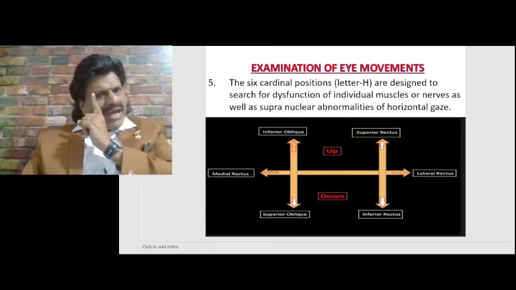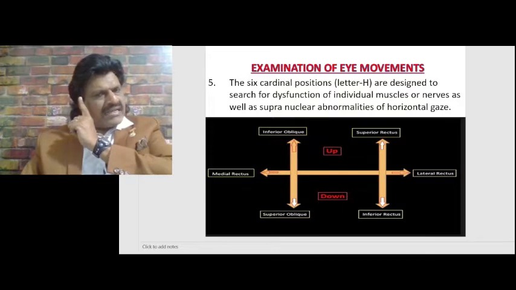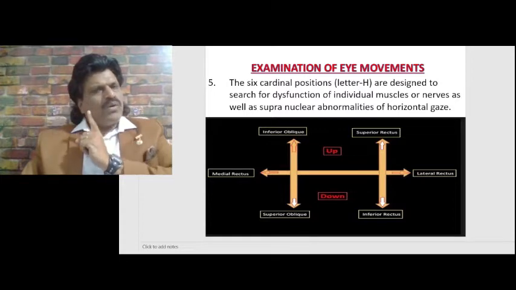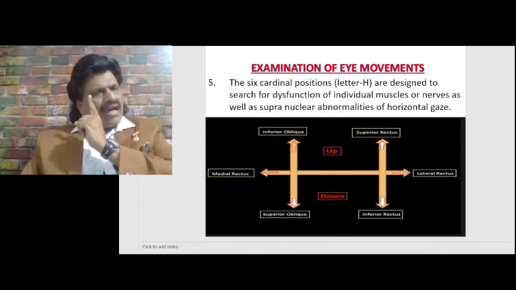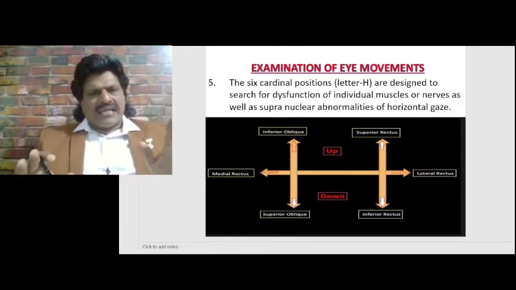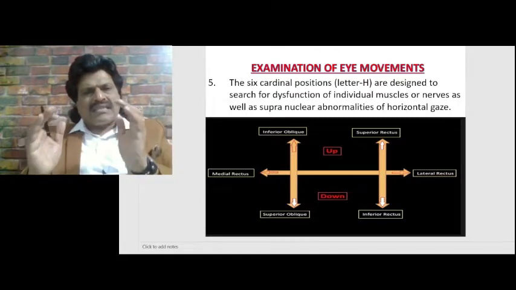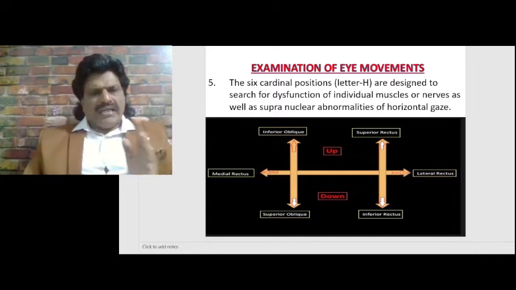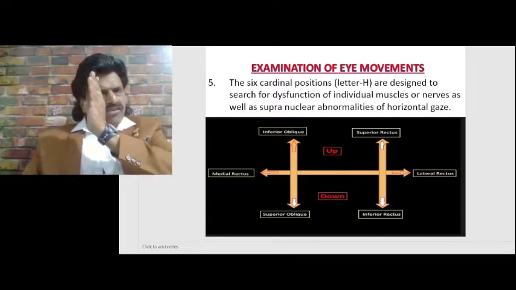Then we go laterally. Laterally is lateral rectus, and above in the lateral direction is the superior rectus, below in the lateral direction is the inferior rectus. So if we use this letter H, we can find out all the 6 cardinal positions of the 6 different eye muscles. Medially is the medial rectus, above is inferior oblique, below is superior oblique. Laterally is the lateral rectus, above is superior rectus and below is inferior rectus.